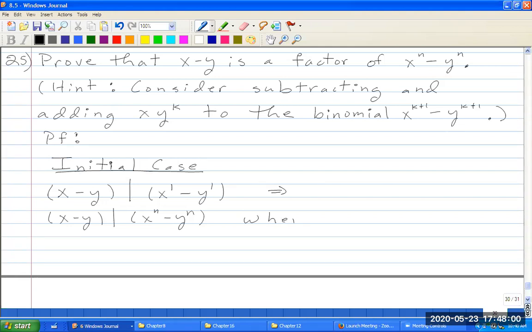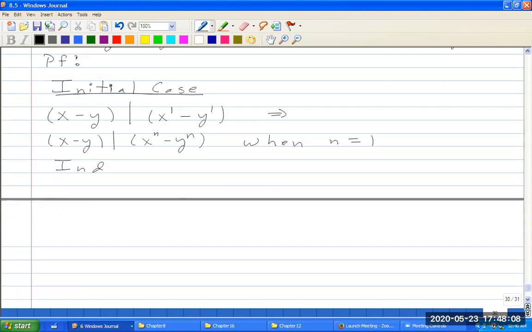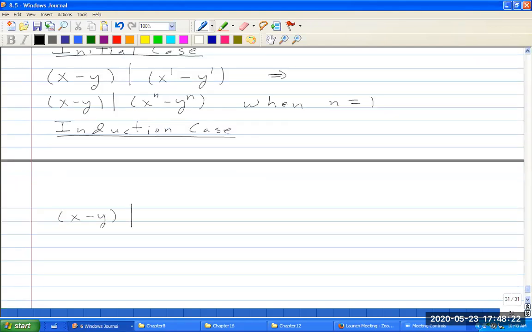So I've shown that the initial case holds. Let's do the induction case. Let's assume that x minus y is a factor of x to the k minus y to the k for some natural number k.